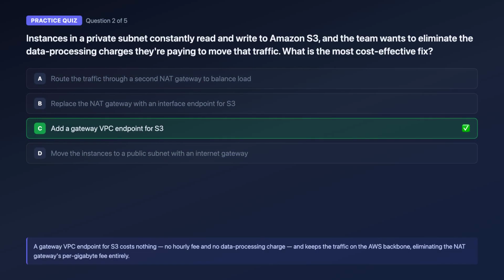It has to be C, and here's why. A gateway endpoint for S3 is completely free, no hourly charge and no data processing fee, and it keeps traffic on the Amazon Web Services backbone. The interface endpoint would work, but it bills per gigabyte, so it's not the cheapest. Gateway endpoint every time for S3 and DynamoDB.